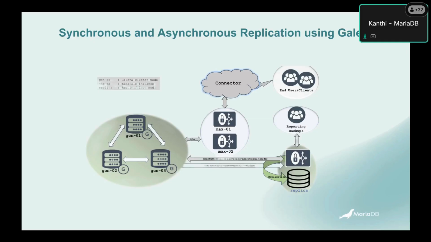In a way, we will start with a pictorial representation. This is a representation of synchronous as well as asynchronous replication flowing through, right? On your left, you see a circle that is a Galera cluster, wherein the synchronous replication is happening. And from one of the nodes, data gets replicated onto another replica node, in which the asynchronous replication is happening. At the end of the day, the end users or clients connect through connectors, and these are the MaxScale nodes through which they connect, and they do the read-write operations on the Galera.